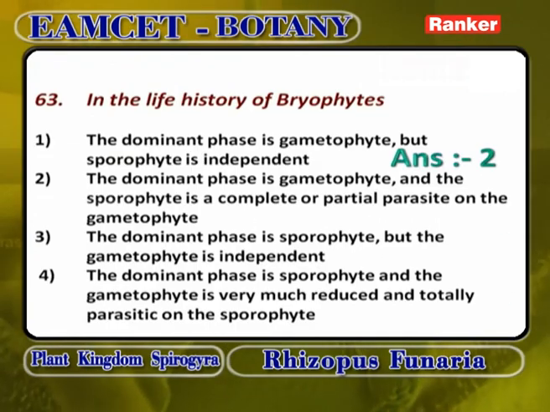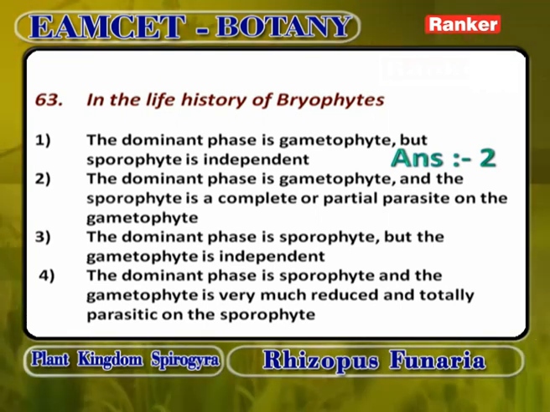In the life history of bryophytes, the dominant phase is gametophyte, but sporophyte is independent. Wrong. The dominant phase is gametophyte is correct, but sporophyte is independent is wrong. The dominant phase is gametophyte and the sporophyte is either a complete or partial parasite on the gametophyte is correct. So, the dominant phase is definitely gametophyte. Sporophyte is a complete or partial parasite on gametophyte. The dominant phase is sporophyte is wrong.